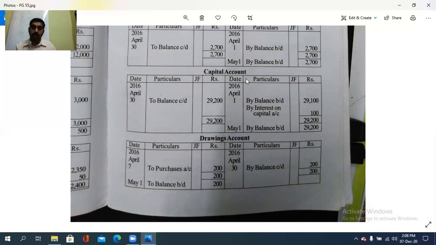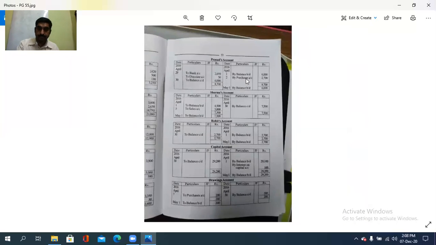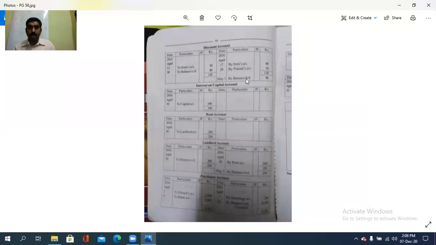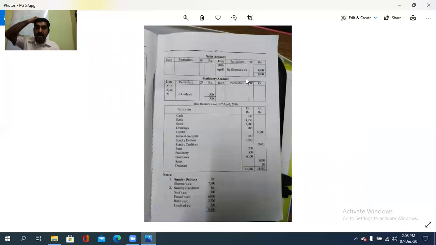And drawings account, only one item, purchase. Drawings account debtor to purchases, that heading entry is to be on the credit side. That is the balance. Then discount account: discount allowed account and discount received account are written together as a single discount account, so there is no need to separate them. Then interest on capital account, rent account, landlord account, purchase account, sales account and stationery account.